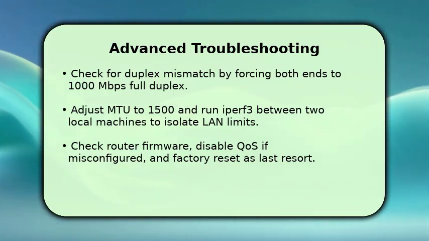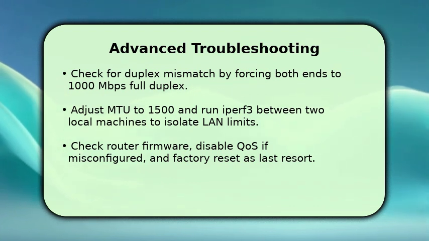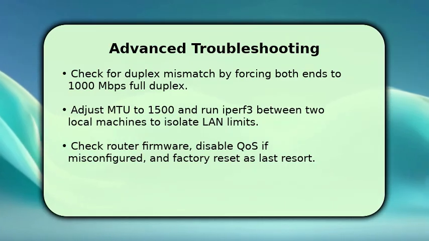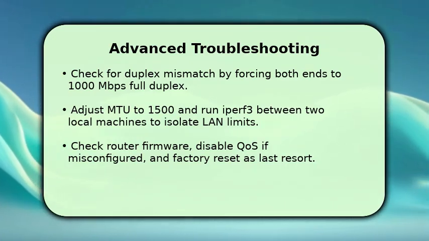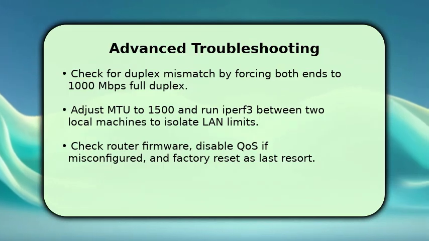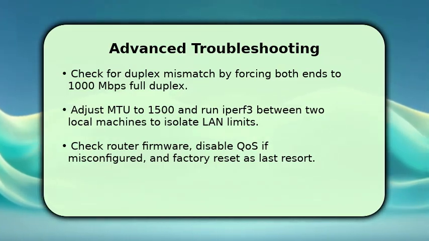Review router or firewall QoS rules that could be throttling specific traffic types. Update firmware on modem, router, and switch to correct known performance bugs. If all else fails, document findings and contact ISP or vendor support.